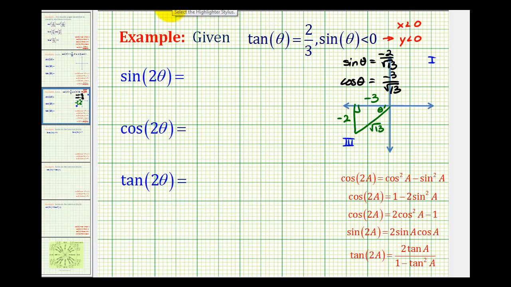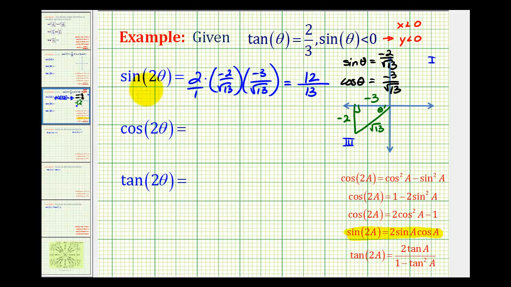So for sine 2 theta, we'll be applying this identity here. So sine 2 theta is going to be equal to 2 times sine theta times cosine theta. So we'll have -2 divided by square root 13 times -3 divided by square root 13. Let's put this 2 over 1. Nothing here simplifies. We'll multiply across the numerator and across the denominator. Here's the reason why we didn't have to rationalize. Square root 13 times square root 13 is just 13. And the numerator we have 2 times -2 times -3. That's going to be 12/13 for sine 2 theta.